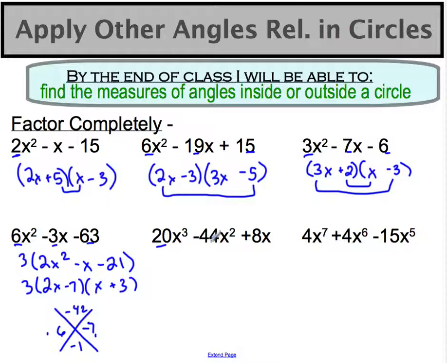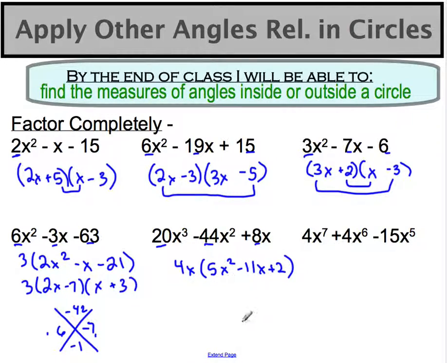Same thing here if we look at 20, negative 44, and 8. Those are all divisible by 4. And then if I look at the x cubed, x squared, and x, they all have an x in them, so I could factor that out as well. That'll give me 5x squared minus 11x plus 2, like so.